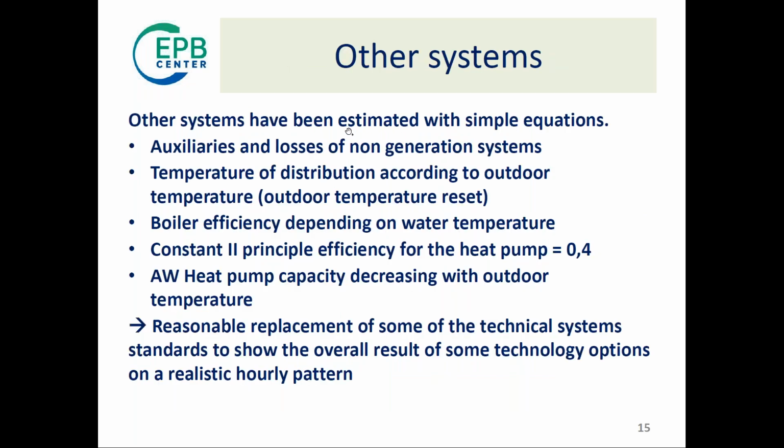So that's a slide just to remember what's happening about other systems. They have been estimated for the moment by simple equations. So I take into account indeed auxiliary and losses of non-generation system. It means distribution emission, the temperature of distribution according to outdoor temperature. So a reset curve, because this has effect on the efficiency of the generators. So the boiler efficiency is depending on boiler water temperature. I use a constant second principal efficiency for heat pump.